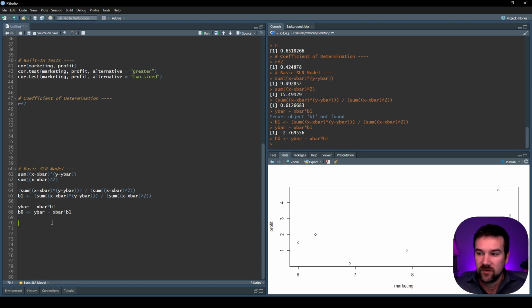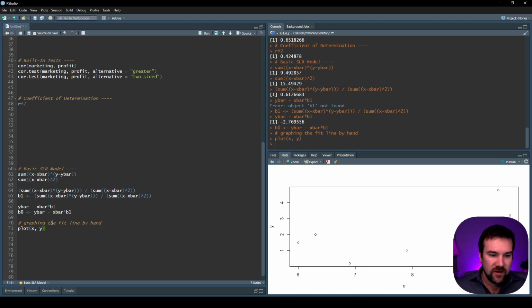So quickly, we can graph the fit line. So we had the plot of x and y here. And, you know, we can add some labels here. X lab stands for X label. This was marketing. And Y lab stands for Y label. This was profit.